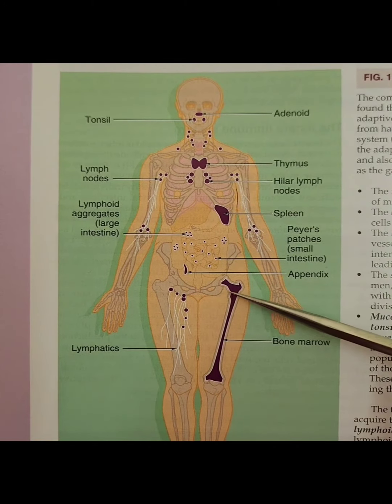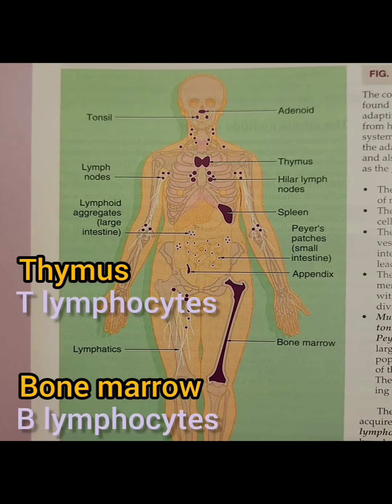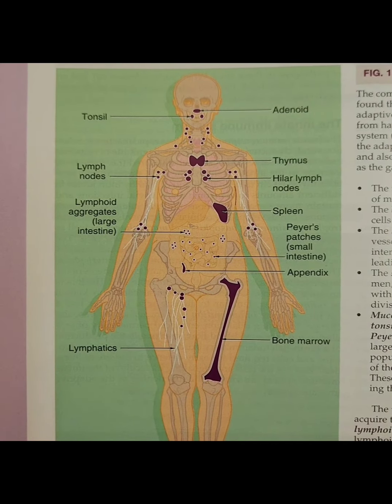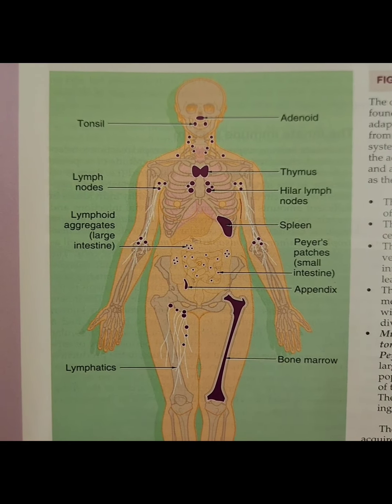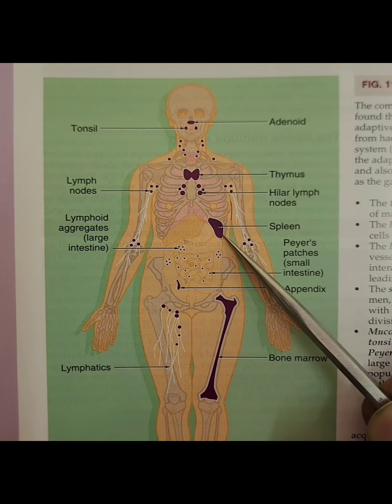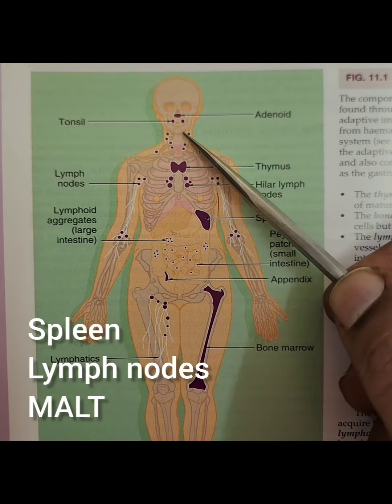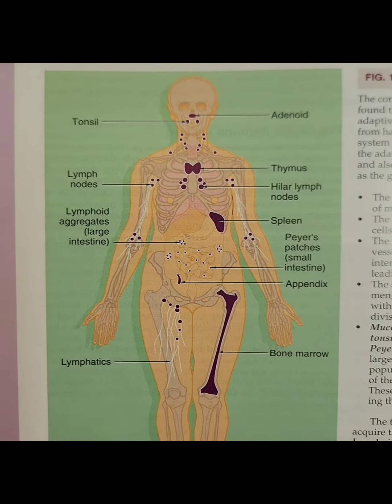Thymus and bone marrow are primary lymphoid organs where T lymphocytes and B lymphocytes mature respectively. Both T cells and B cells are richly populated in secondary lymphoid organs. They are spleen, lymph nodes, and mucosa associated lymphoid tissue: tonsils, appendix, and Peyer's patches.